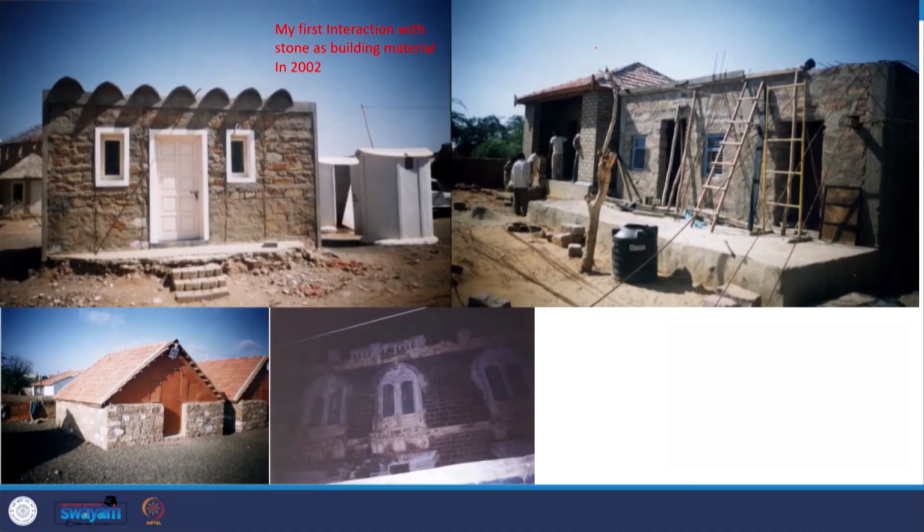When I was a student of architecture, my very first interaction with stone buildings was somewhere in 2002, when I was doing my field work in the Gujarat earthquake affected areas. This is where I came across a very interesting example: different NGOs had given new housing with compressed stabilized earth blocks, but I could see the communities had started building on their own, just adjacent to it, with stone as a building material.